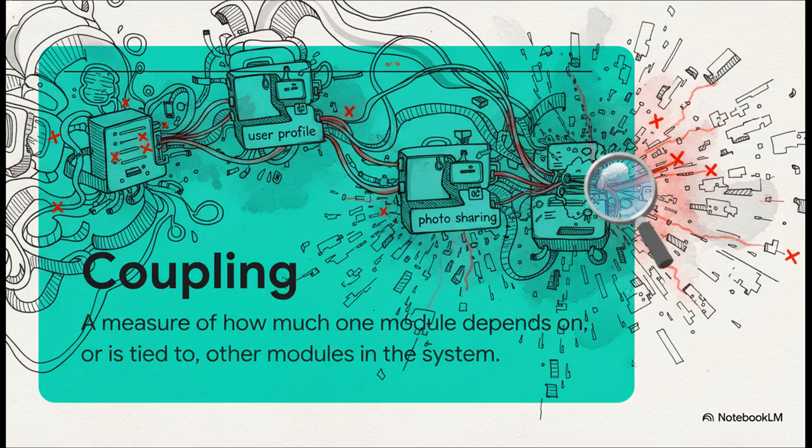Now, the flip side of cohesion is something called coupling. This is all about how tangled up your different modules are with each other. If you make a change to the user profile module and it suddenly breaks the photo sharing module, well, you've got tight coupling. And trust me, that is a recipe for disaster. It creates this ripple effect where one small change can cause bugs to pop up in totally unexpected places.